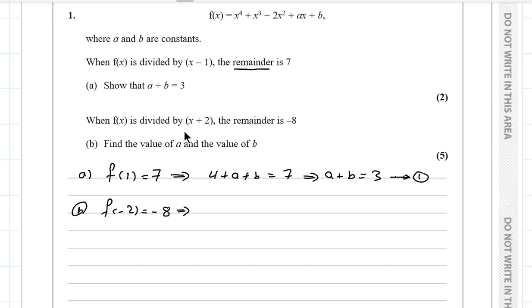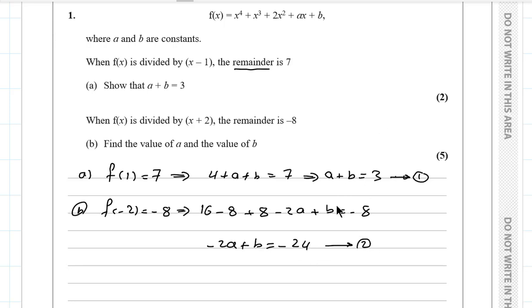After substituting with negative 2, we have 16 minus 8, and then plus 8, minus 2a plus b equals minus 8. So 8 will cancel negative 8, and 16 will move to the other side as negative 16. So we will have minus 2a plus b equals minus 24. This is the second equation.